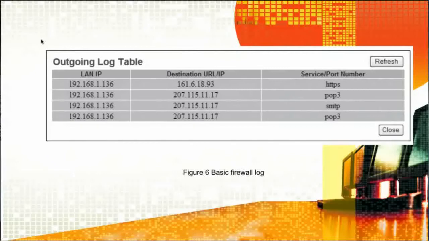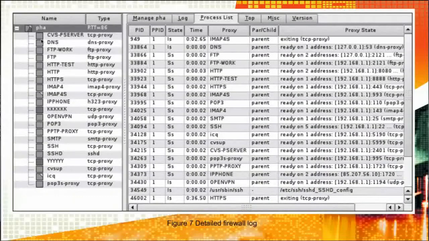Here's a look at a basic firewall log. You see the local IP address, the destination IP address, and the permitted or denied service or port. And here's a look at a more detailed firewall log. You see all the same basic information, however, it gets more granular down to proxy and parent proxy states of up, down, or permission or denies.